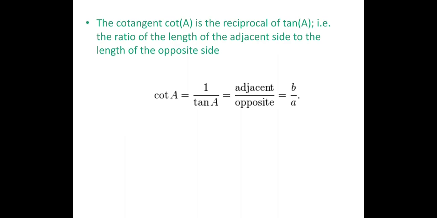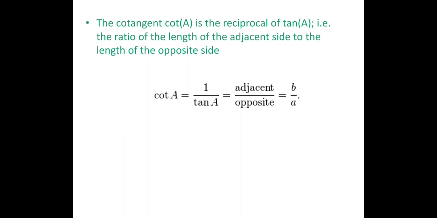Then comes your cotangent. The tangent of the angle was given by opposite over adjacent, but cotangent is its reciprocal, its inverse, that is adjacent over opposite. So the cotangent of A is known as 1 by tan A, that is adjacent over opposite. So these are the 6 trigonometric ratios which you have to remember as per your process, because you have to remember these 6 trigonometric ratios to solve different types of problems.